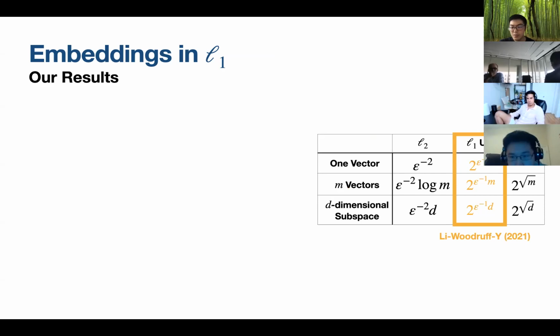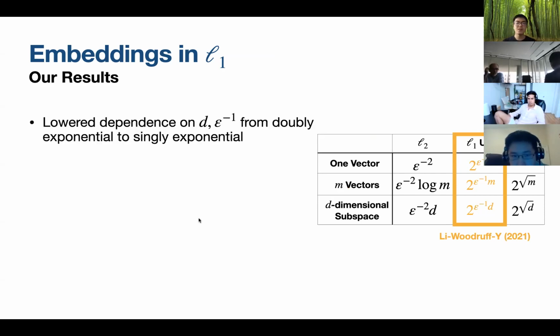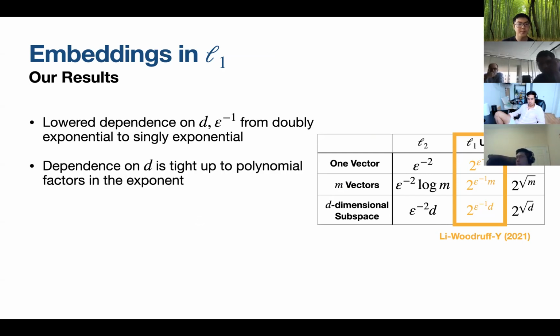To interpret our results a bit more, what we've done is we've lowered the dependence on D and 1 over epsilon from doubly exponential down to singly exponential compared to the previous known results. And the dependence on D here is tight up to polynomial factors in the exponent by a given lower bound from Wang and Woodruff from before.